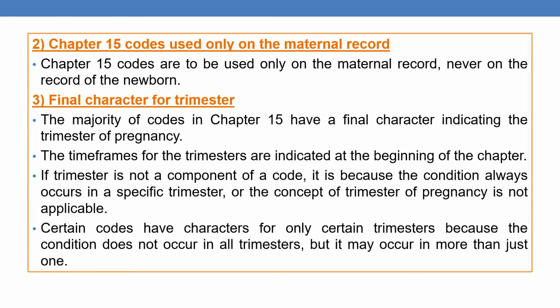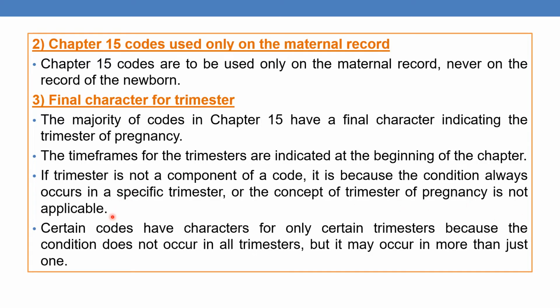And final character for trimester. The next one is final character for trimester. The majority of the codes in chapter 15 have a final character indicating the trimester of pregnancy. And if the trimester is not a component of the code, it is because the condition always occurs in a specific trimester, or the concept of trimester of pregnancy is not applicable for that code.